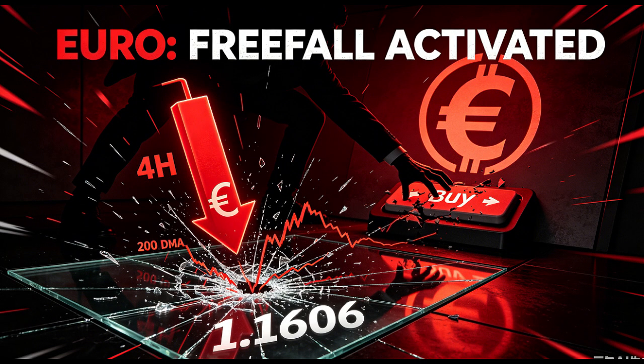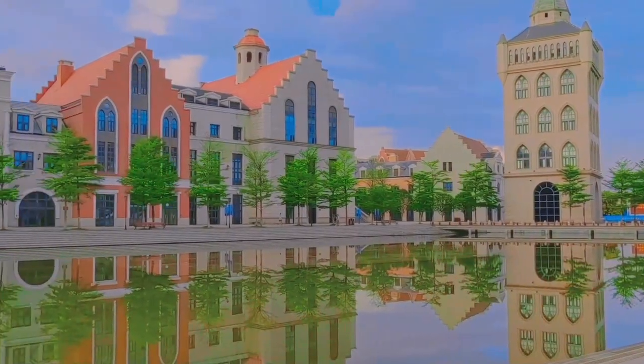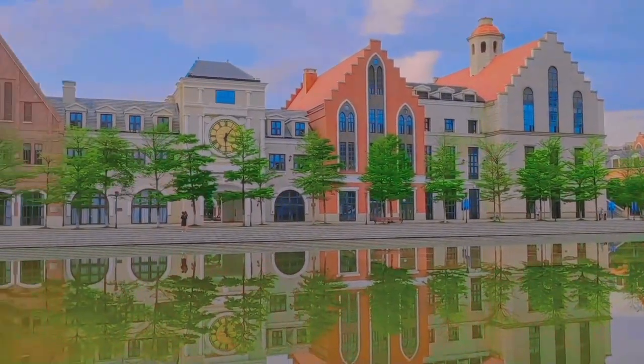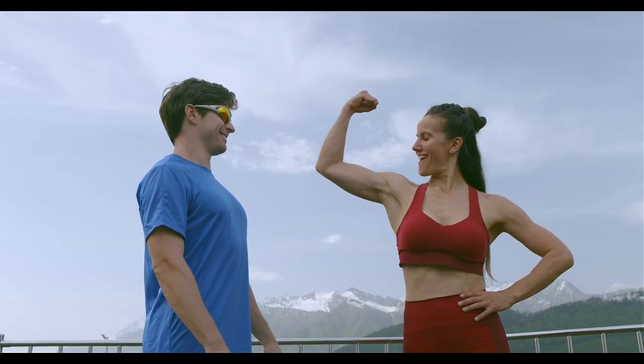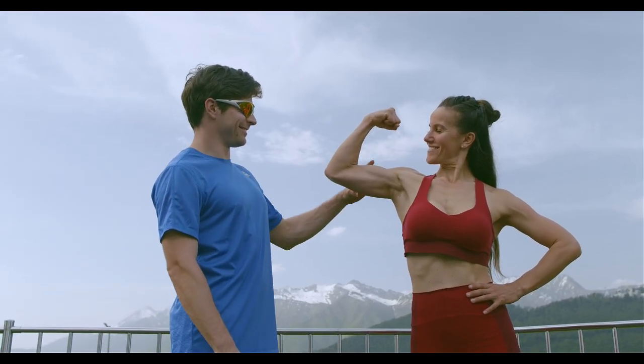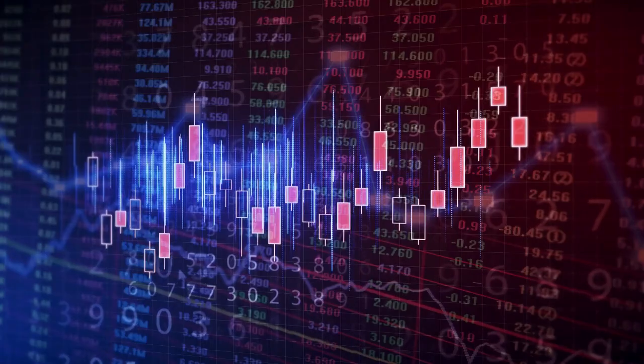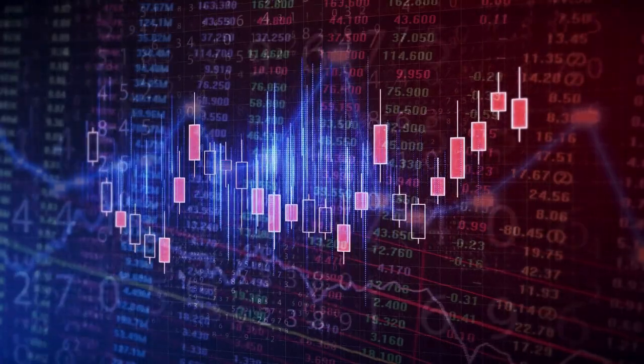Strategy 3. The aggressor, high risk. This is for the trader who can lose small and manage risk in seconds, and I mean that literally. You are looking at the 60-minute chart and you're going to chase the breakdown momentum if we get a sharp spike below 1.1606 that immediately extends.